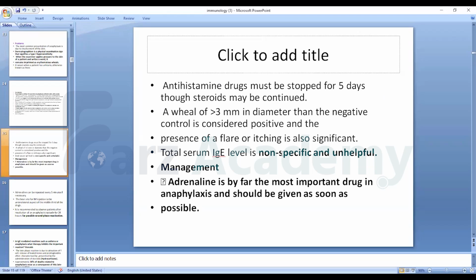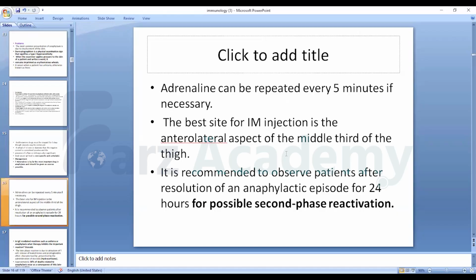So management: adrenaline is by far the most important drug in anaphylaxis and should be given as soon as possible. Adrenaline can be repeated every 5 minutes if necessary. The best site for IM injection is the anterolateral aspect of the middle third of the thigh.